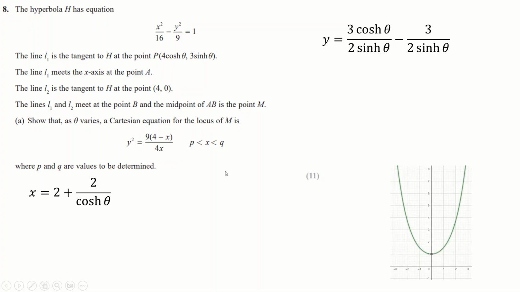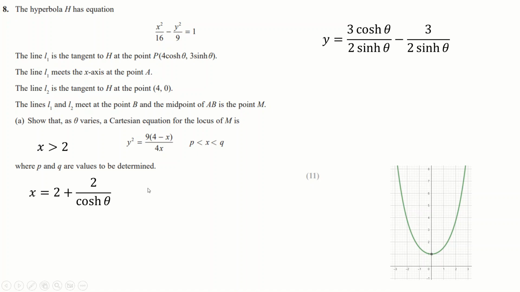Oh, first thing I'll say actually is dealing with this P and Q thing. Now the cosh graph looks like this. Its smallest it can possibly be is 1, and the largest is of course infinity. Now if cosh x is infinity, you get 2 plus 2 over, essentially 2 plus 0. So the smallest x can be is 2.